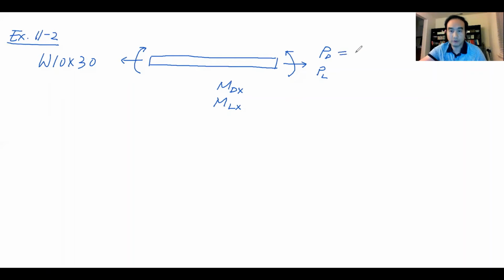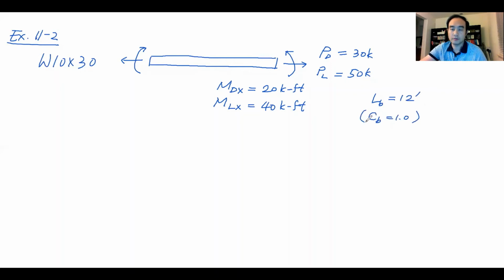PD is equal to 30 kips. PL is equal to 50 kips. MDX is given as 20. And then MLX is 40. Okay. And L sub B is the unsupported length, which is 12 feet. And then C sub B value is given as 1.0. So we're gonna use this number for the moment equation.